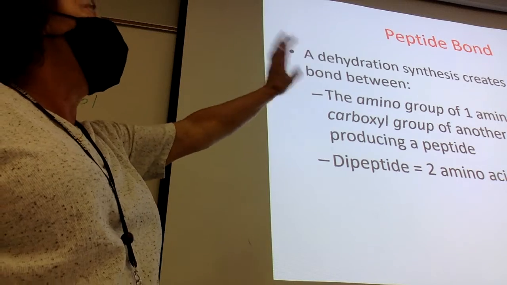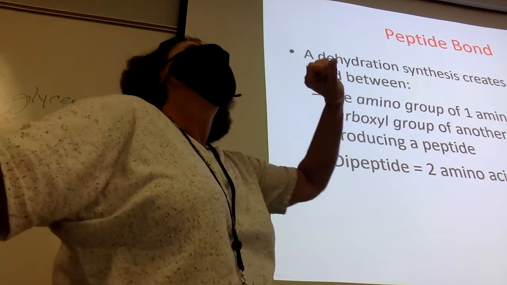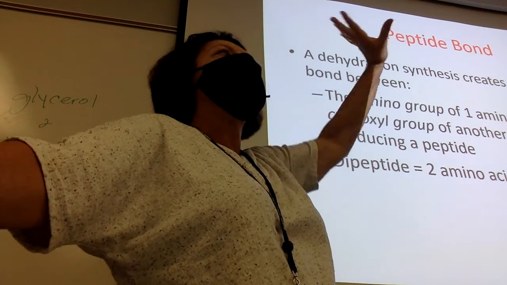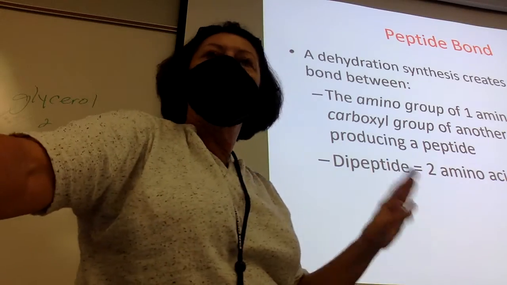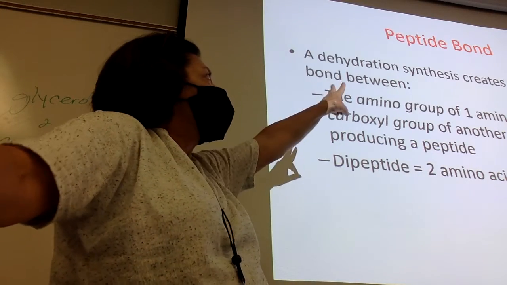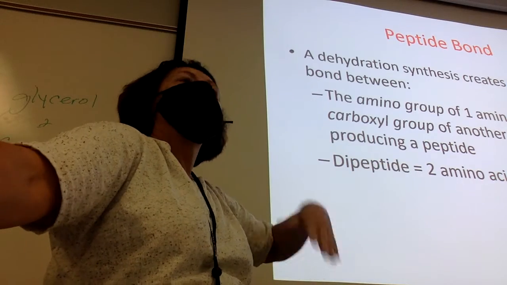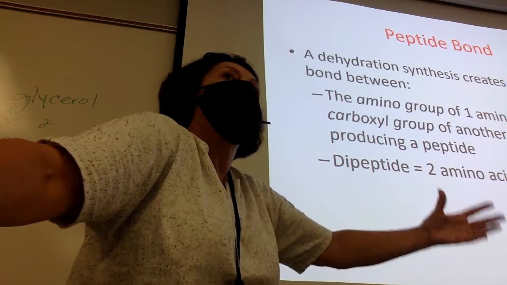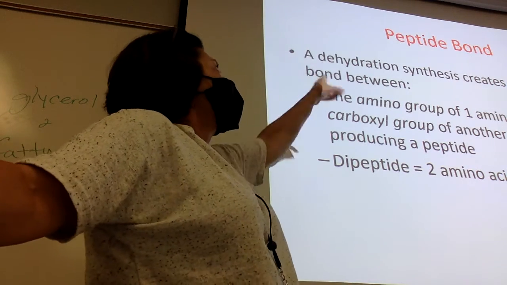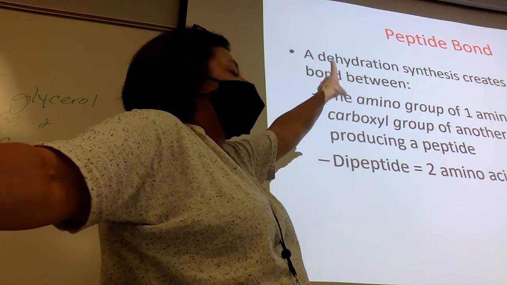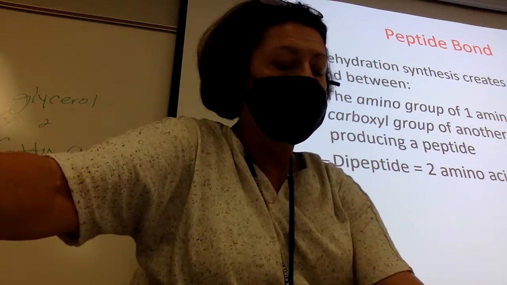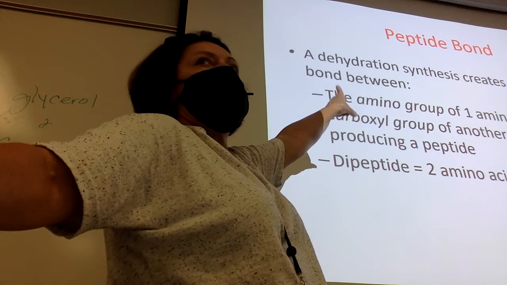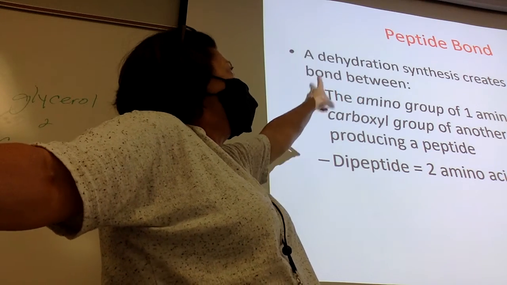So in order to make a protein, let me back up. Amino acids are held together by what's called a peptide bond. We talked about covalent bonds and ionic bonds and hydrogen bonds. Proteins are held together by yet another bond. It's called a peptide bond. So when we put a whole bunch of amino acids together, we call it a polypeptide. This happens by a dehydration synthesis. You'll probably want to make note of that. A peptide bond forms between amino acids by way of a dehydration synthesis.